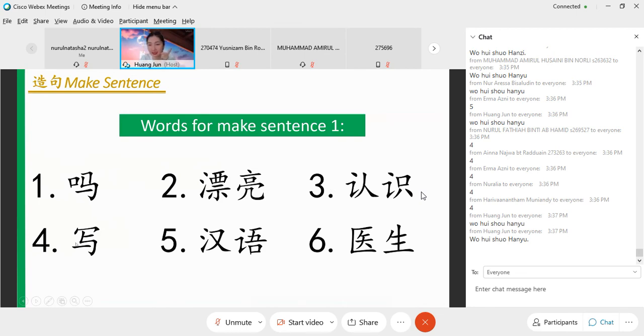Then number 4 写 means write. Number 5 汉语, Mandarin. Number 6 医生, doctor. Okay, so number 4 until number 6 come from chapter 2. So you can only use the 6 words listed here, cannot use other words.